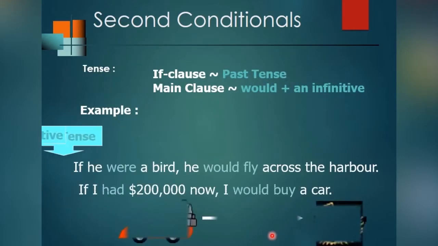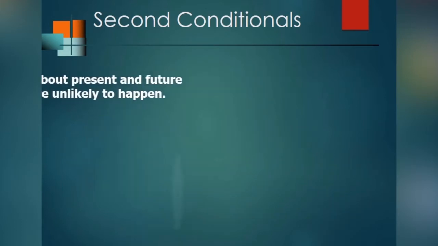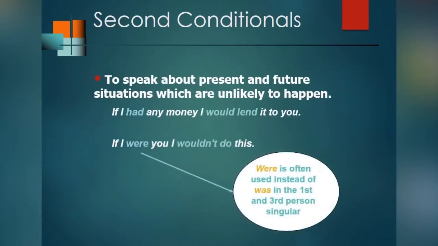Then we've got the second conditional. In the second conditional, the structure is quite fixed. We always use past tense in the if clause, as you can see here, and would followed by the verb infinitive in the result. We use them basically to talk about present and future situations which are unlikely to happen. They refer to situations in which we need a change. If I had money, that means that I don't have any money. If I were you, but I cannot be you. It's important to keep in mind that we always use were, no matter if we are using the first and the third person singular. Okay, we always use were.